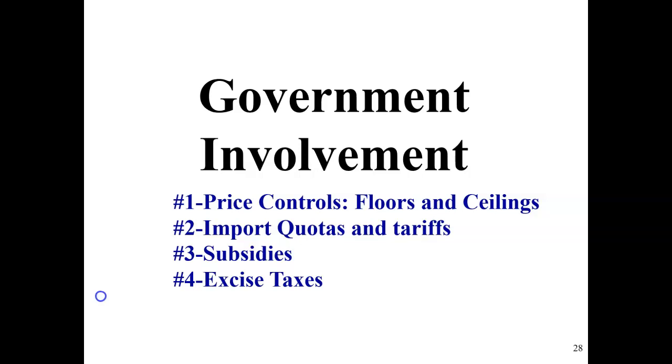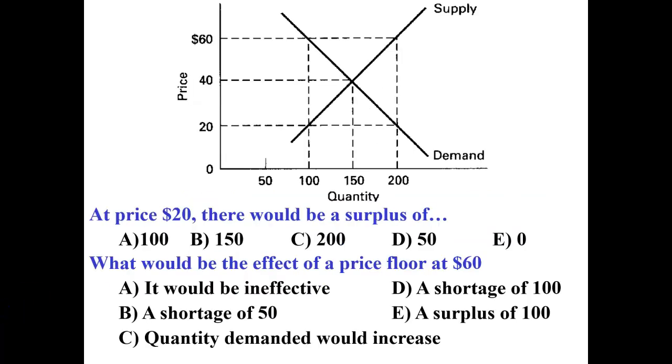We can also look at quotas and tariffs. We started to address that in class yesterday. Subsidies, excise taxes, and a little bit with elasticity. So I'll go through some of the things that we looked at already a little bit quickly. Remember that price controls exist for the purpose of generally benefiting one side of the market.